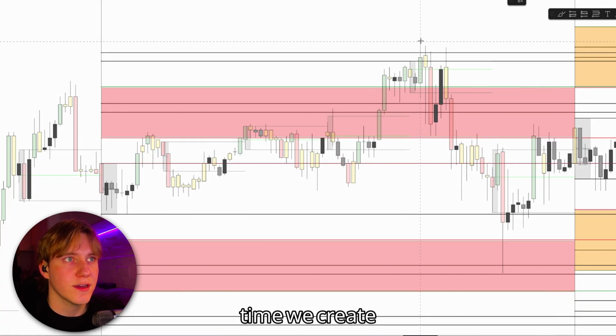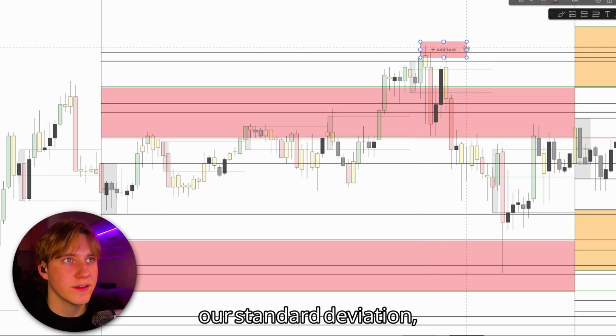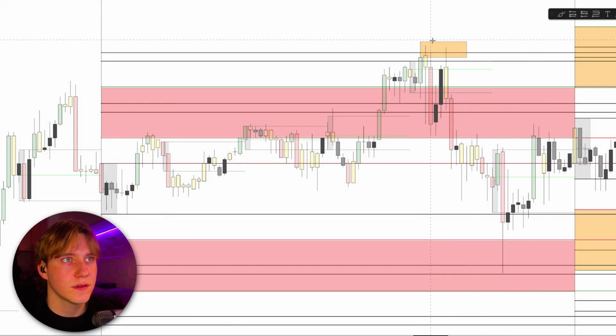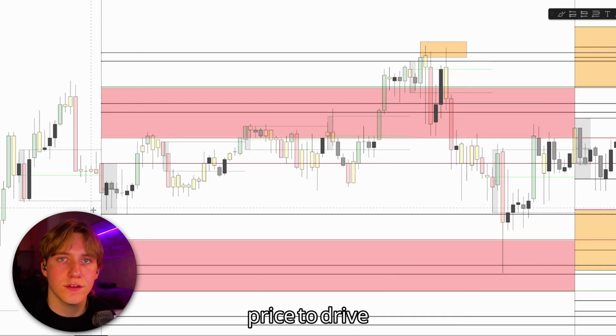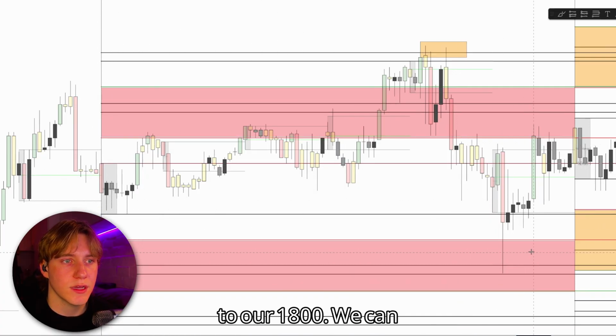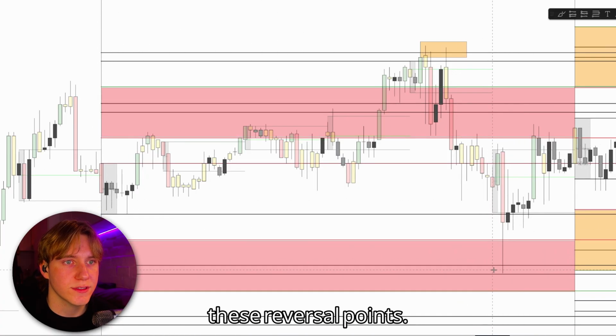And we can see every time we create these wicks at our standard deviation, they're acting as fortification for price to drive to our 1800. We can see price reacting off of these reversal points.